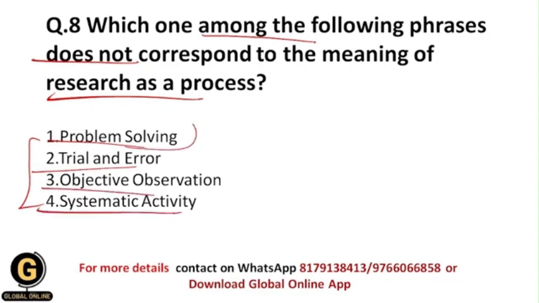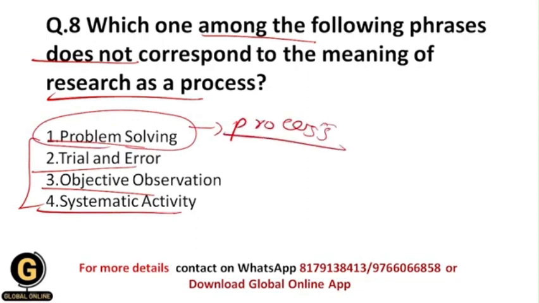So problem solving is basically a whole process in which we solve the problem through different steps, and that's why this is nothing but a process, and problem solving corresponds to the meaning of research as a process, so this option gets eliminated. Trial and error means here we repetitively do the experiments. Okay, it means that we do the trials and after that we get the errors, then whenever we get the errors then again we repeat the same experiment, and this is nothing but a process.